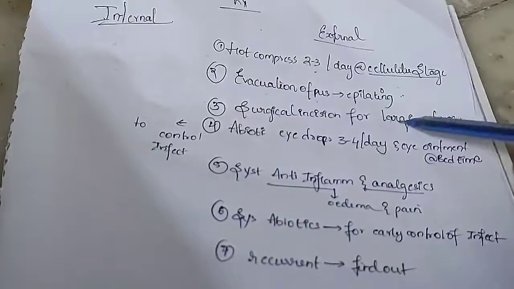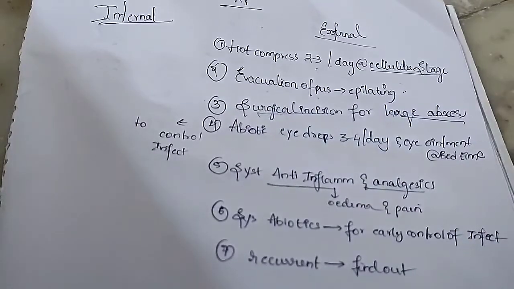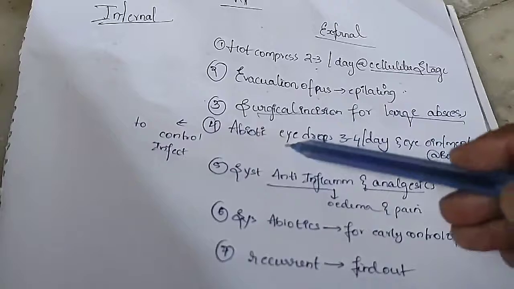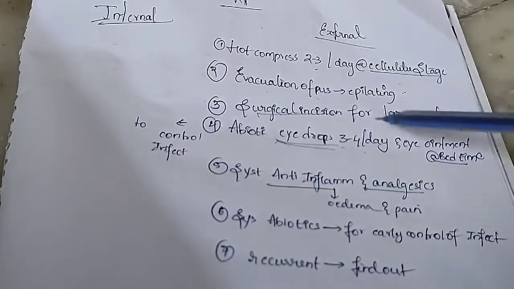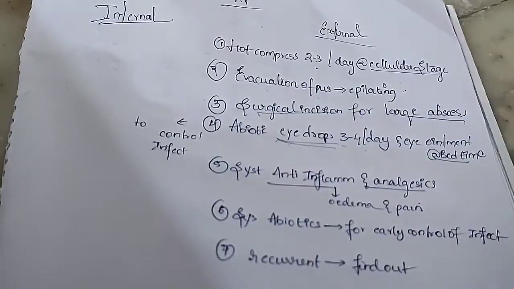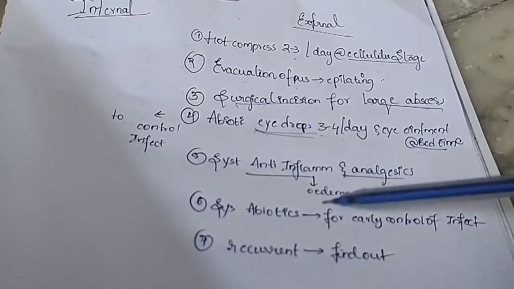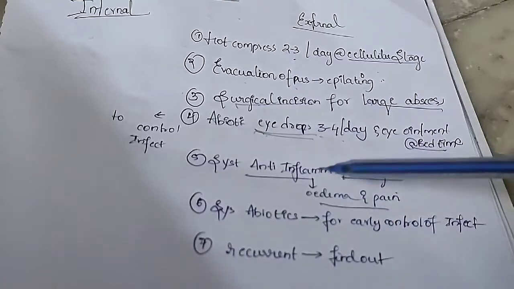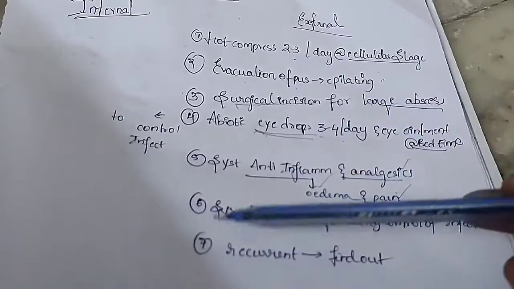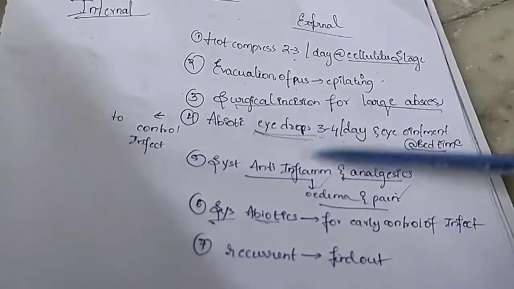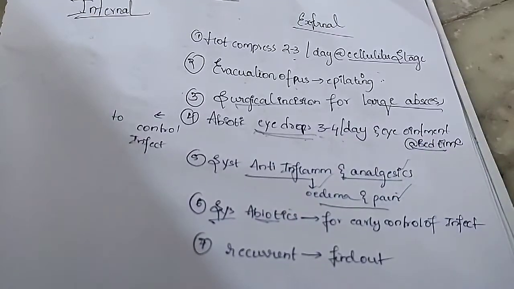Next is surgical. If it is a large abscess, we could go for a surgical incision. And antibiotic eye drops, so you have to remember eye drops 3 to 4 times a day, and eye ointment at bedtime. This is to control the infection. Next are systemic anti-inflammatories and analgesics, for reducing edema and pain. So mainly anti-inflammatory for reducing edema and analgesics for reducing the pain. And systemic antibiotics, so here we're using eye drops, and systemic antibiotics for early control of infection, right? If the styes are recurrent, then you have to find out why they are recurrent and try to treat the predisposing conditions.